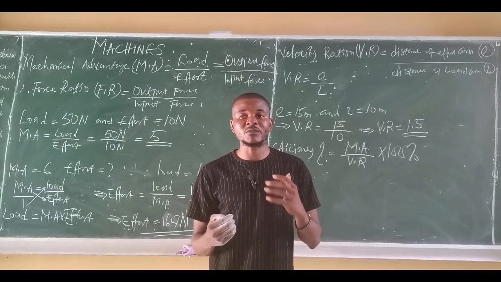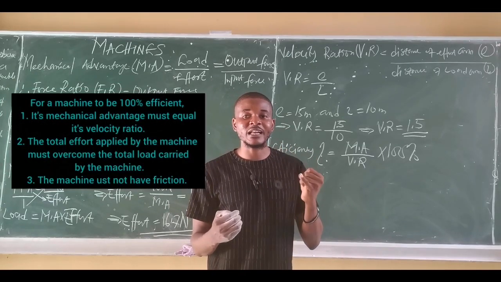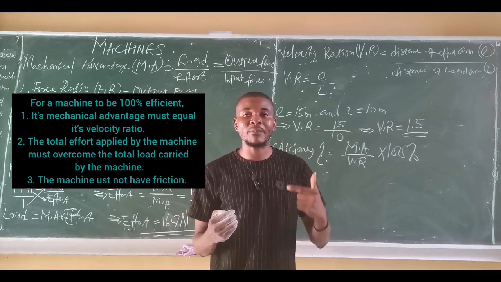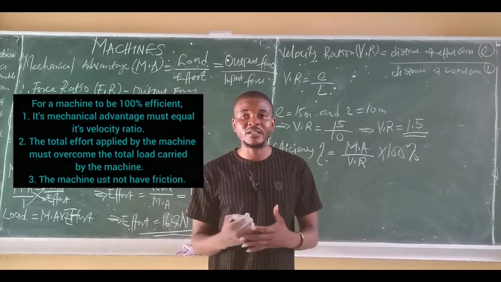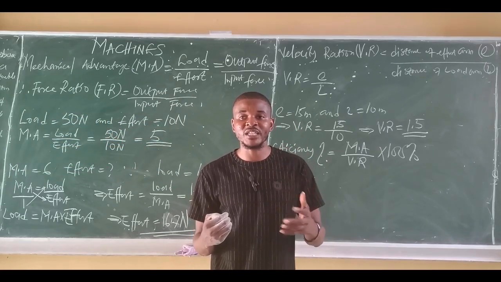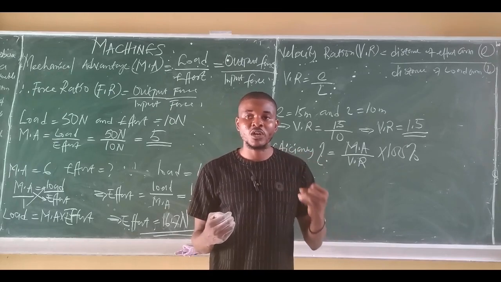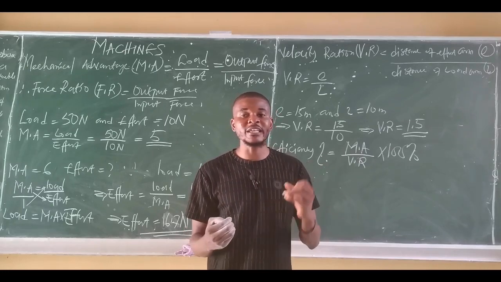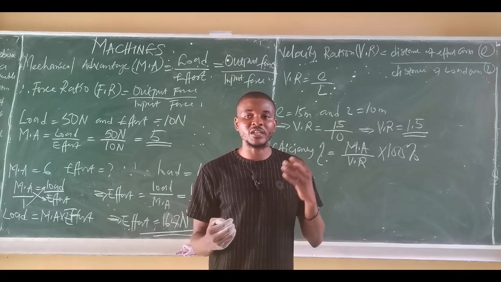So for a machine to be 100% efficient, one, it must have its mechanical advantage equal to the velocity ratio. Two, it must have the total effort applied on the machine overcome the total load carried by the machine. And finally, the machine must not have friction. These three conditions are what make a machine an ideal machine. The effort is completely used to overcome the whole load, which means effort is equal to load. Its mechanical advantage must be equal to the velocity ratio. And the machine must not contain any friction.